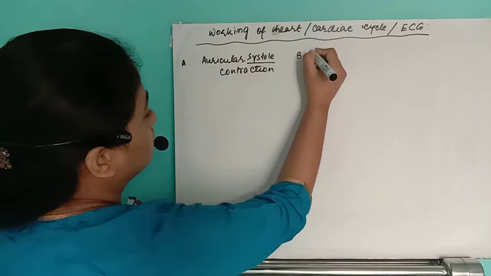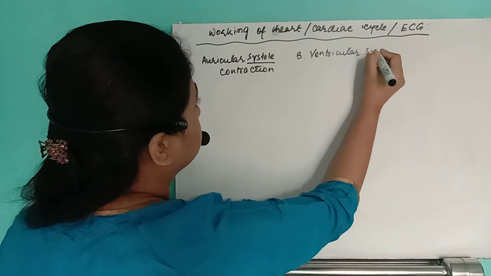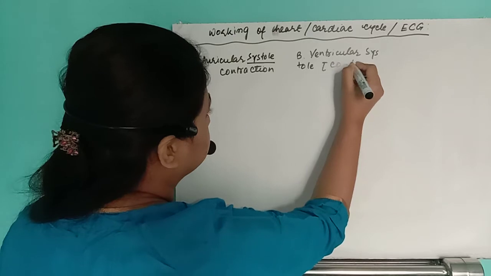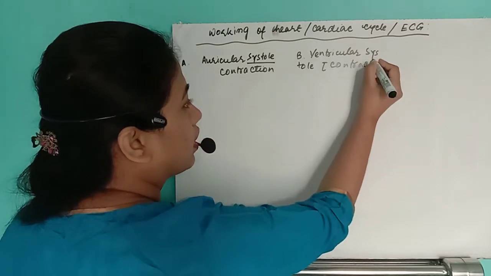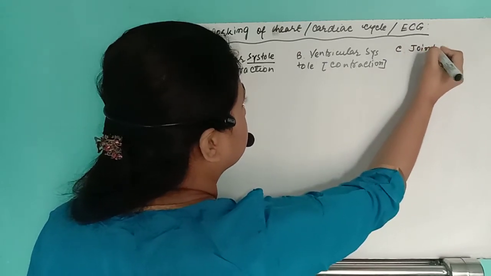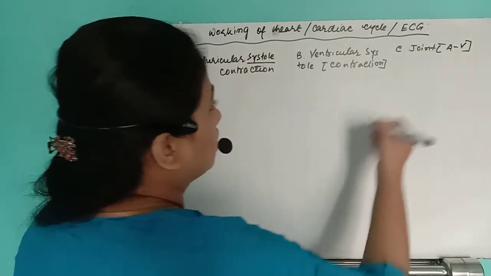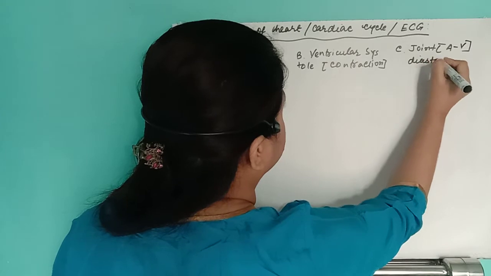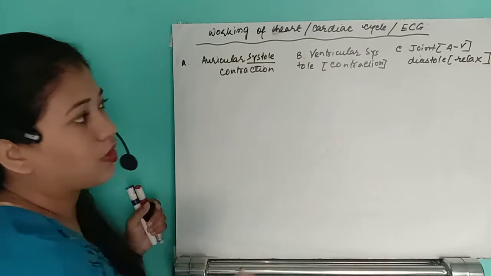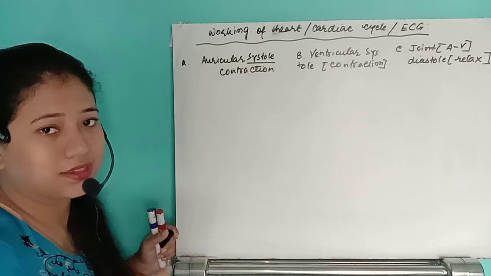Next one, we will see the ventricular systole. Okay, ventricular systole is also known as the contraction. That means ventricular systole or ventricular contraction. And the last one that we will see, the joint. That means both the auricles and the ventricles. Okay, joint diastole. Okay, diastole means, remember, it is the relaxation. Okay, joint diastole or joint relaxation or auriculoventricular relaxation, same.